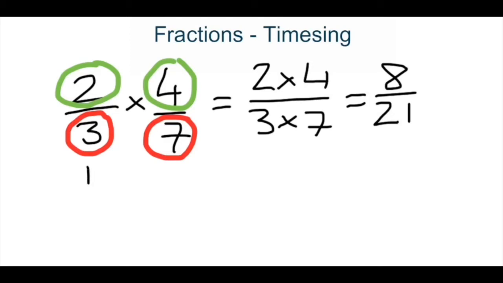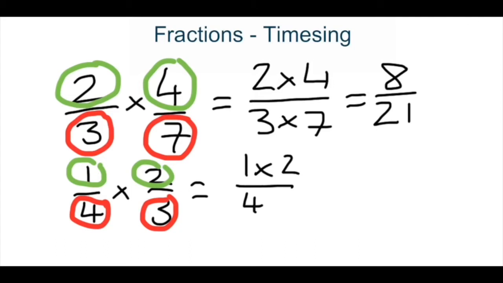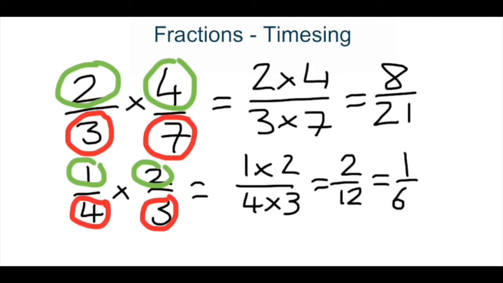So looking at a second example, if we did 1/4 times 2/3, we'd do the same thing. We'd times the two top numbers together, and we would times the two bottom numbers together. So we'd have 1 times 2 over 4 times 3, which gives us 2 over 12. And both those numbers can be divided by 2, so it will be 1 over 6 in the simplified form.